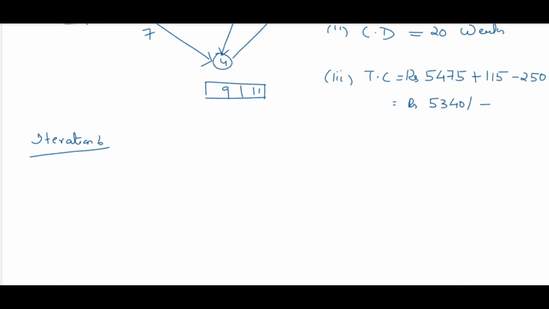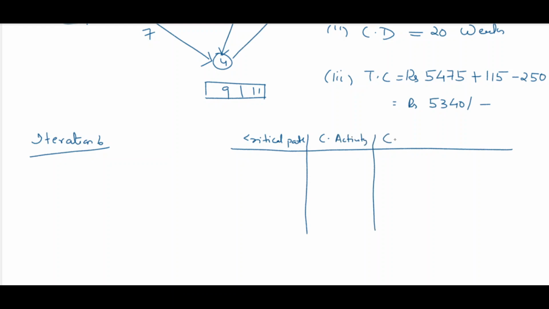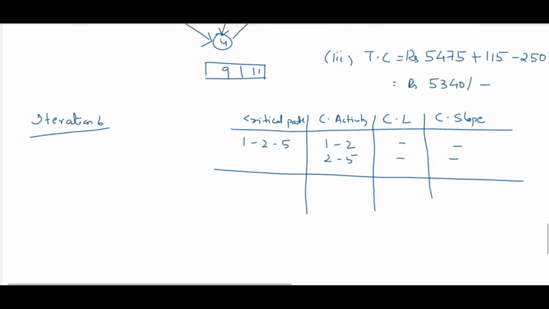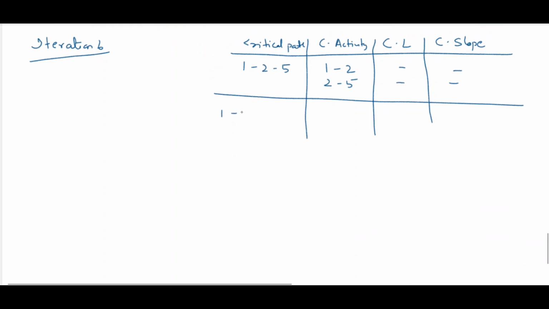Iteration 6. For iteration 6, first we will prepare the table. So critical path, critical activity, crash limit, cost slope. For the critical path 1 2 5, the activities are 1 2 and 2 5. And for the crash limit, you can see we have already crashed. There is no scope, so there is no use of this critical activity. And for 1 3 2 5, the activities are 1 3, 3 2 and 2 5.